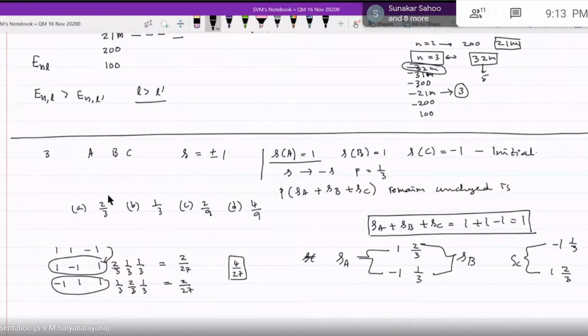Okay, so consider three particles A, B, and C, each with an attribute S that can take two values, plus or minus 1. Let S of A is 1, S of B is 1, and S of C is minus 1 at a given instant. In the next instant, each S value can change to minus S with probability 1/3. The probability that SA plus SB plus SC remains unchanged is, and there are four options: 2/3, 1/3, 2 by 9, 4 by 9.